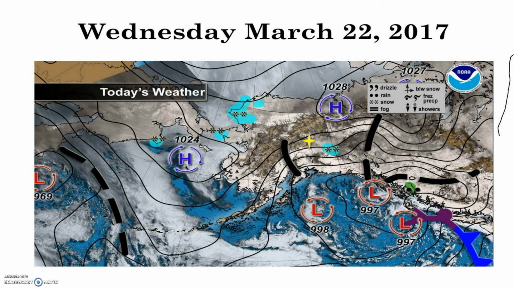The following day, there was not a whole lot of cloud cover, which can be seen on the map here. And the pressure was sitting at about 1,017, according to the NWS measurements.